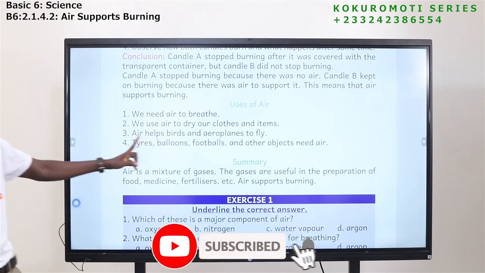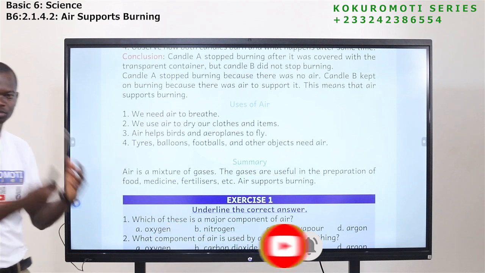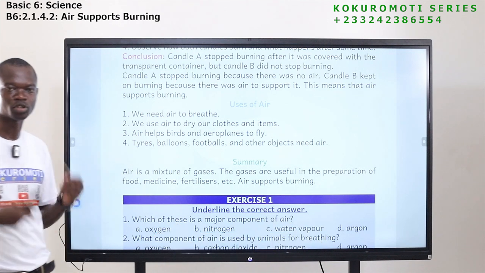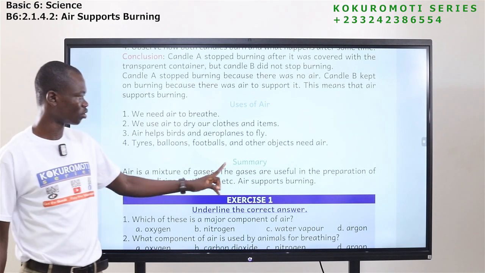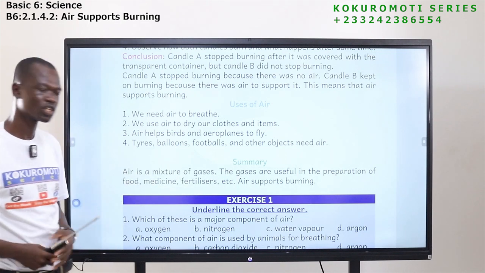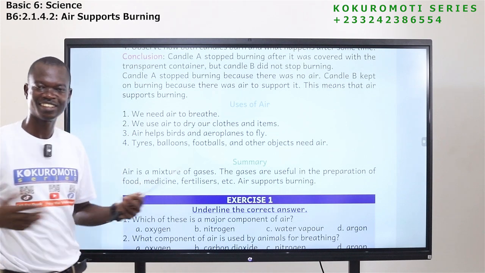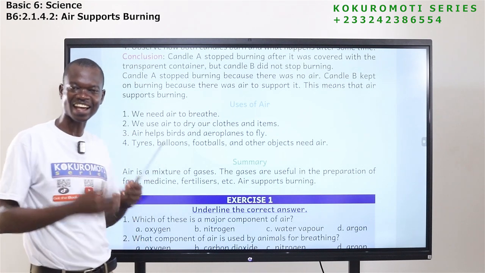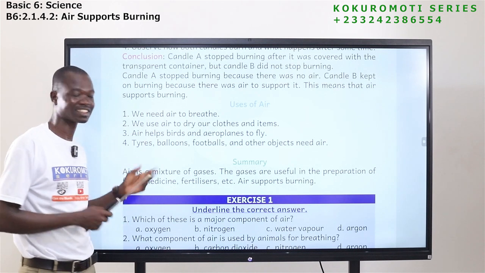The next one: air helps birds and aeroplanes to fly. The birds and aeroplanes that are able to fly, they are able to do that because of air. Now, number four, tires, balloons, footballs, and other objects need air. So before you can play football, you need air in it. The car tires, we have air in them. So without air, all these things cannot function.